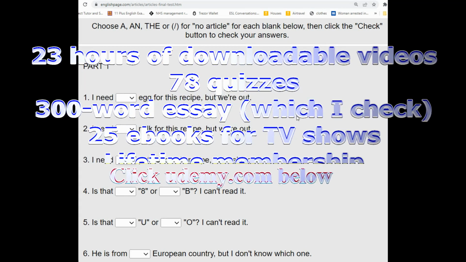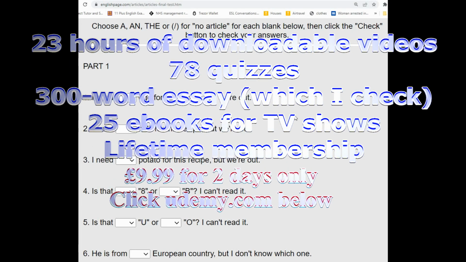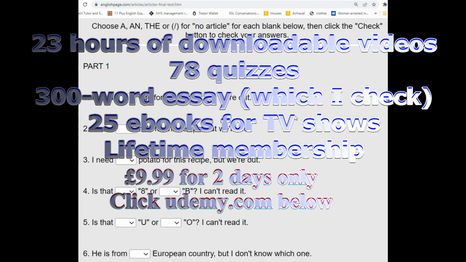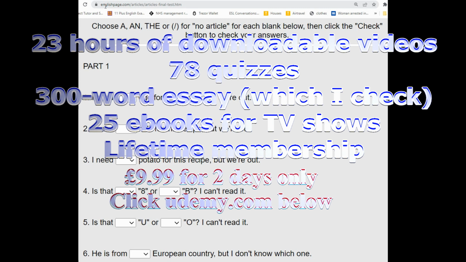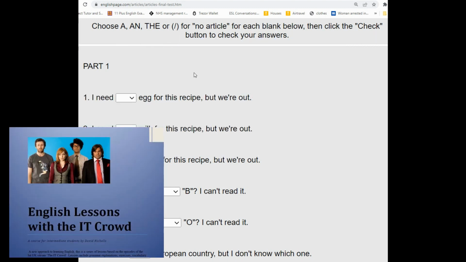Okay, so this is a pretty good exercise for articles: a, an, the, or no article. And you can see the URL at the top there. So please do visit and have a go at the test if you want to. The website actually has a lot of exercises on articles, lots and lots, not only this one.